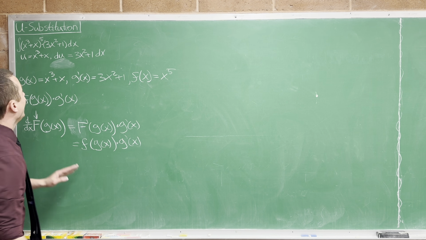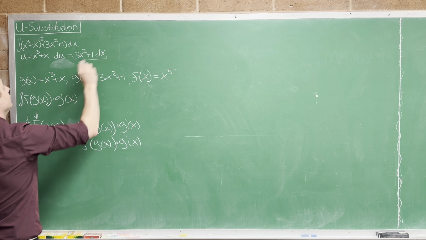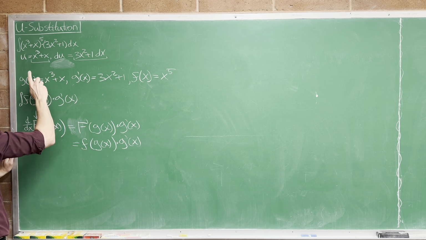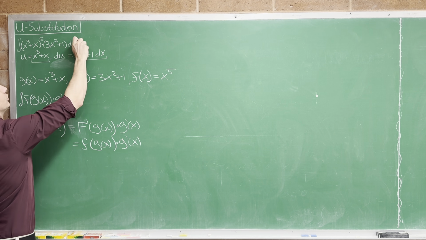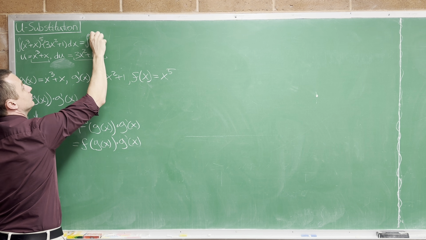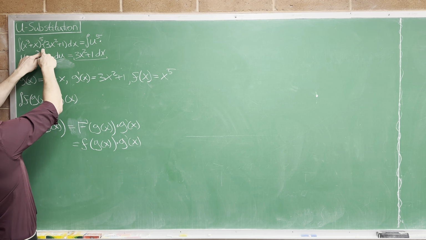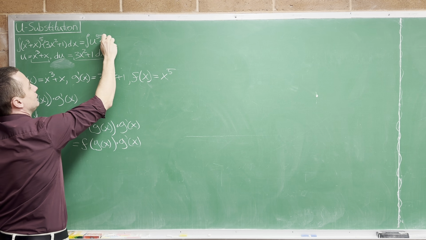And so now notice that here's my du and here's my u. Now rewriting this function, what is it? It is now the integral of that thing to the power of 5, or u to the power of 5, times, and now notice we did a clever substitution that made all of this just du.